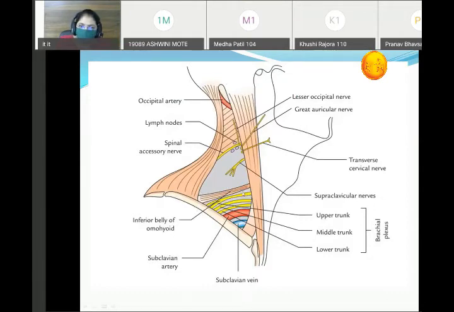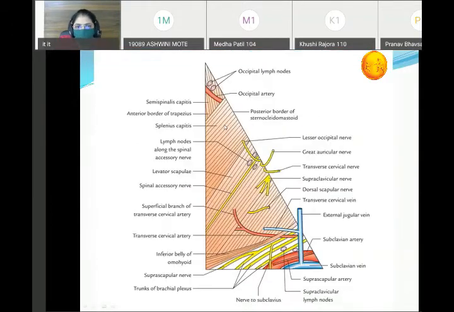This is the inferior belly of omohyoid. So anteriorly you will see the posterior border of sternocleidomastoid. Posteriorly you will see the anterior border of the trapezius. Inferiorly you will see the inferior belly of the omohyoid. Apex again formed by the joining of its two muscles. So what are the contents of this occipital triangle?